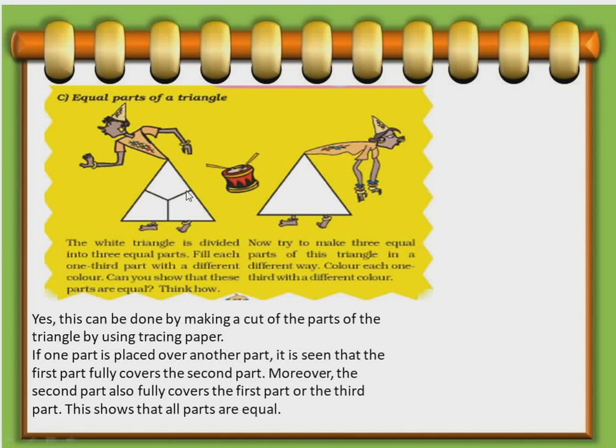And if you place one part on the other, means one part over the other, if you place it in that way, then what happens? All will be in equal size. Okay, that is what is given here. See, if one part is placed over another part, it is seen that the first part fully covers the second part. Moreover, the second part also fully covers the third part. So, this shows that all parts are equal.